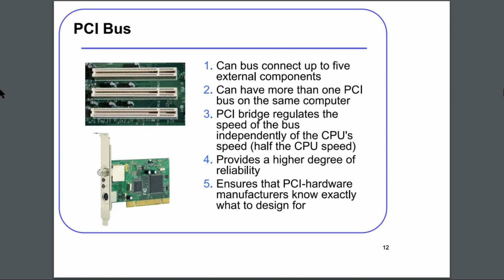The PCI structure connects up to 5 external components, and can have more than one PCI bus on the same computer. The PCI bridge regulates the speed of the bus independently of the CPU speed, at half of the CPU speed, provides a higher degree of reliability, and ensures that PCI hardware manufacturers know exactly what to design for. So let's move to the next slide.